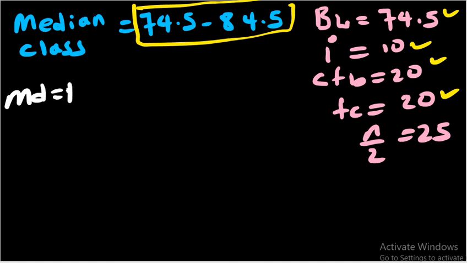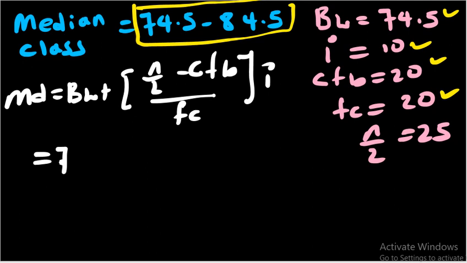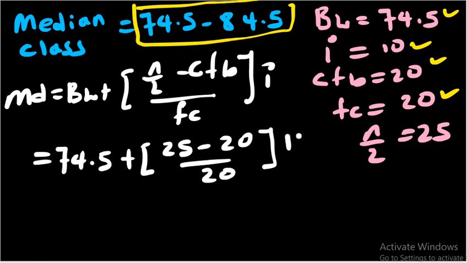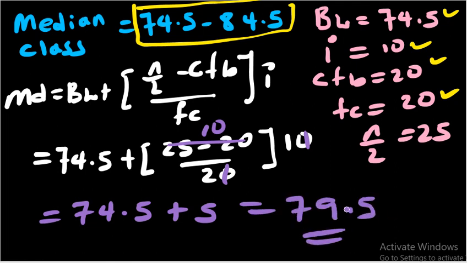Median is equal to BL plus big bracket n over 2 minus CFB the whole over FC times I, which is 74.5 plus, in big bracket, 25 minus 20 over 20 times 10. We can simplify here. We can cut 0 by 0 here. And 25 minus 20 will be 5. 10 over 2 will be 5. So the answer will be 74.5 plus 5, which is 79.5. That's going to be the median.